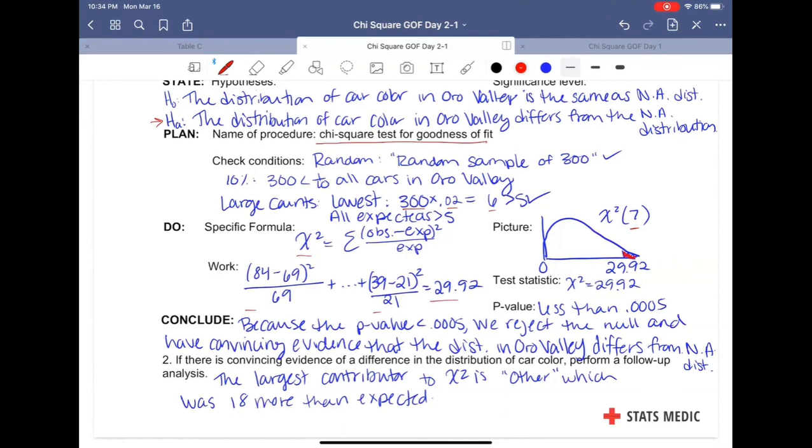And then go again to table C. And again, we have a very small p-value here. It's less than 0.0005. So same conclusion as before, because that p-value is small. So because that p-value is less than 0.05, we reject the null, and we have convincing evidence that the distribution in the Oro Valley differs from the North American distribution.